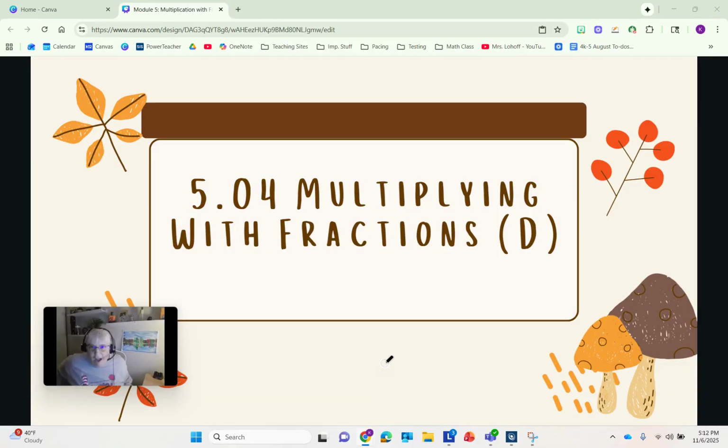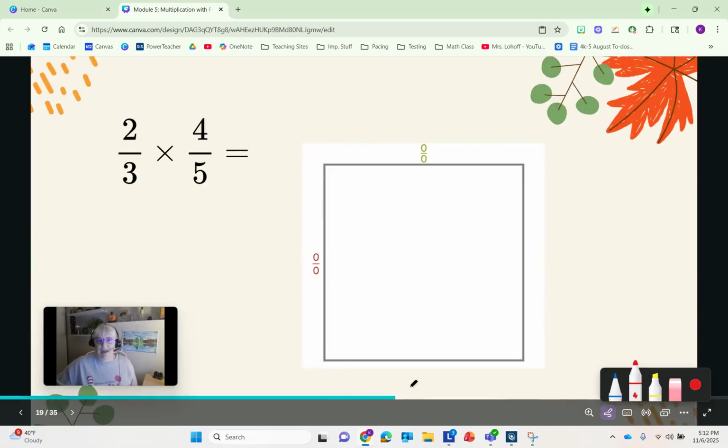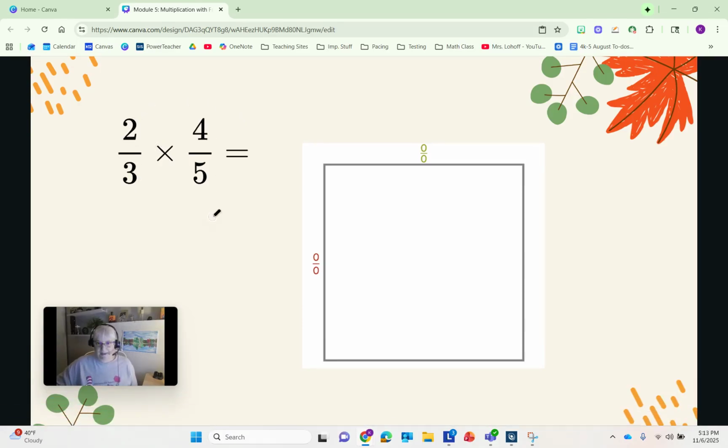Today we're gonna do some drawing. We're gonna do some drawing to multiply with fractions. We're gonna use what's called the area model to help show how this works. So, all right, here we have a problem where we're multiplying 2/3 times 4/5.